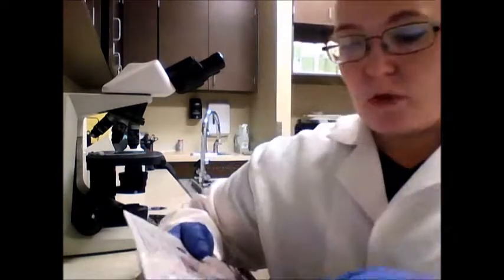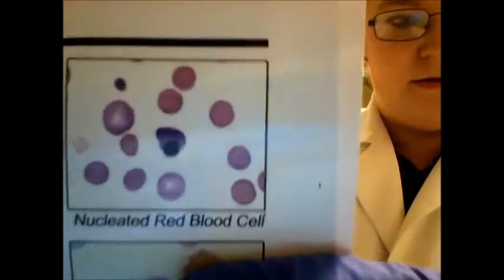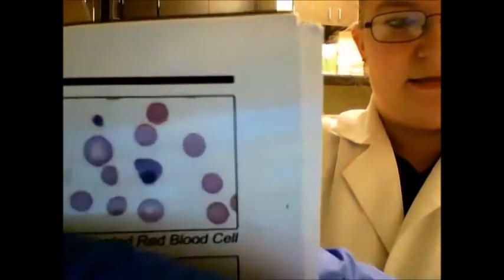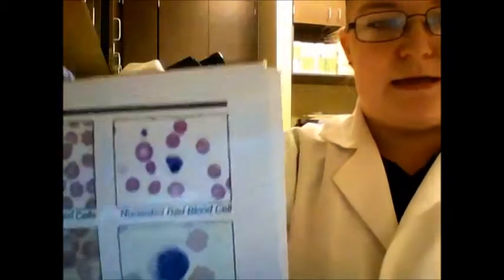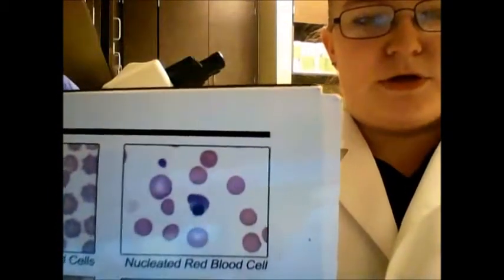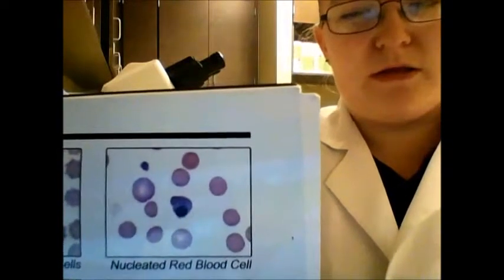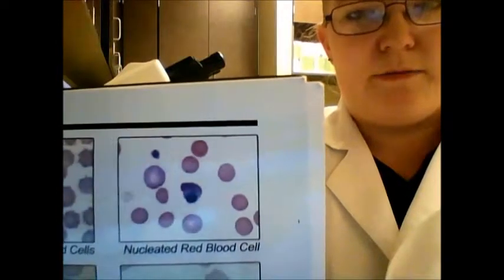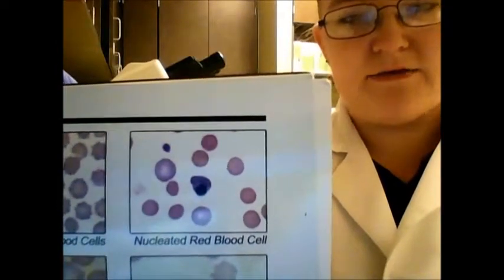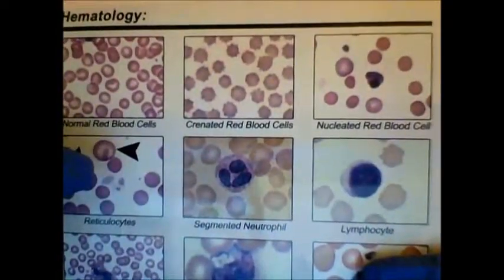So we're going to go over these individually. The first thing I'm going to show you is nucleated red blood cells, which are going to look like this little guy right here in the middle. Those are premature, and so those can throw off your count and may come from the marrow too soon, kind of like these guys right here, reticulocytes.